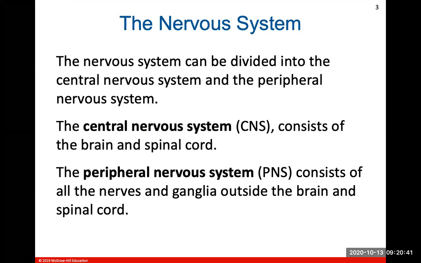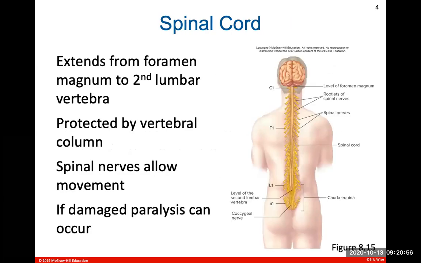So we can divide your nervous system into your central nervous system, which consists of the brain and spinal cord, and the peripheral nervous system, which consists of all the nerves. The ganglia are cell bodies of neurons outside of the brain and spinal cord.